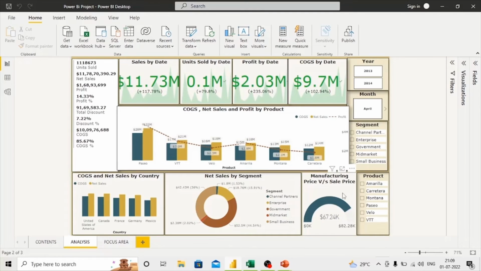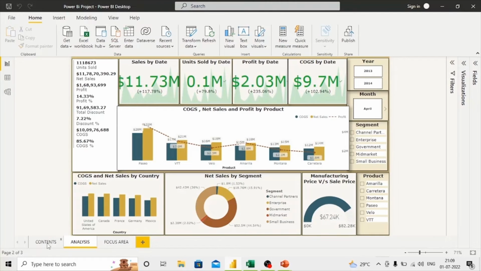If we look at the manufacturing price versus sales price, there is quite a good margin between the manufacturing price and the sales price. So we can see there is good profitability which can be earned. Based on this analysis, we can understand that the product, country, and segment are playing a major role in understanding the business profitability.